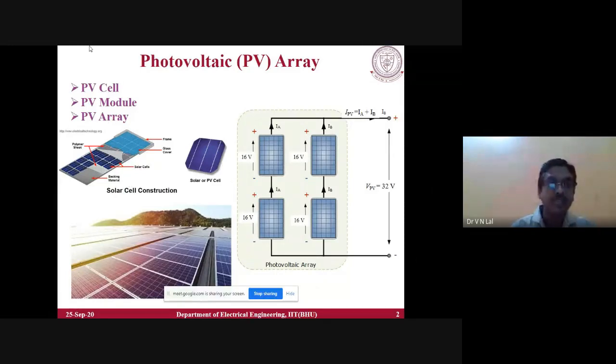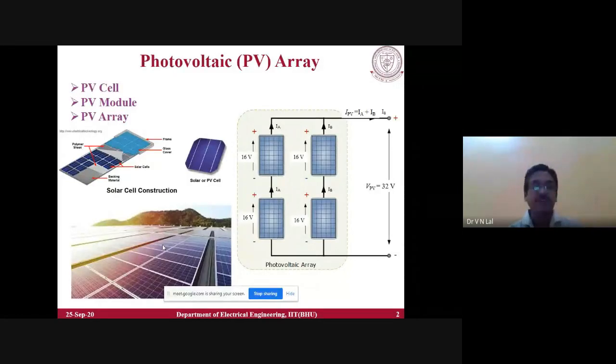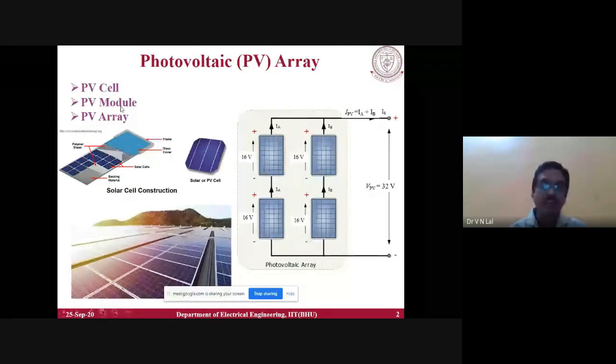If this is a solar power plant, a huge PV array is shown. If we go to the market and try to purchase that PV array, we won't get it. The easily available part of the PV array is the PV module. A solar cell we can also purchase, but it is not easily available. So in the common market, the PV module is available.